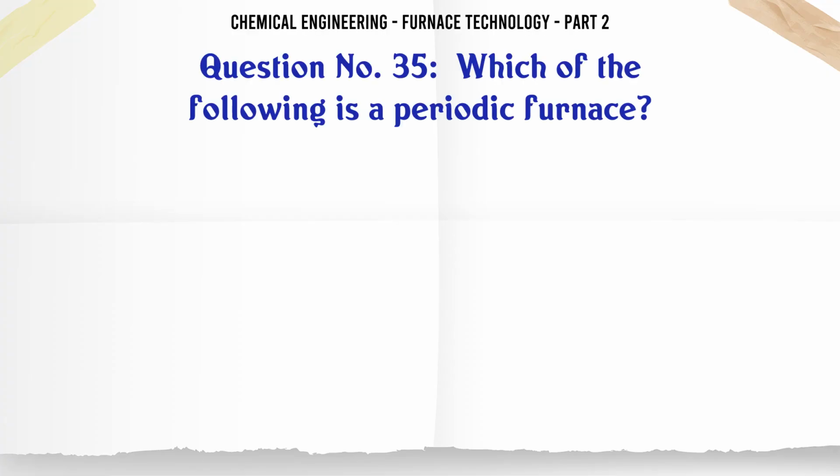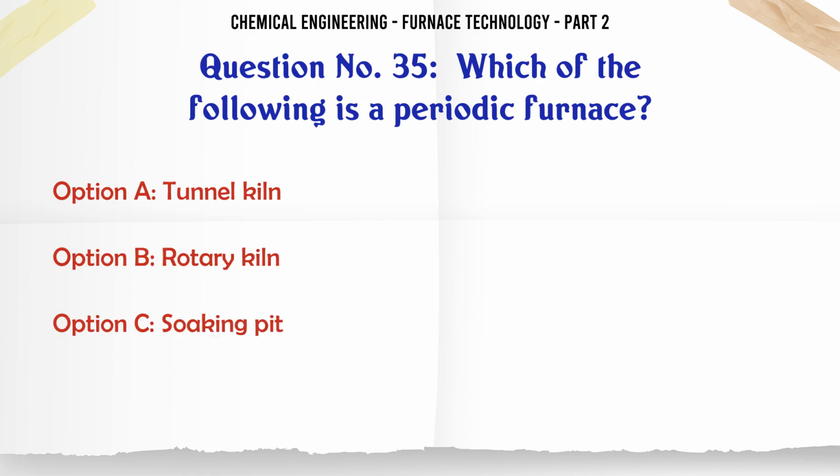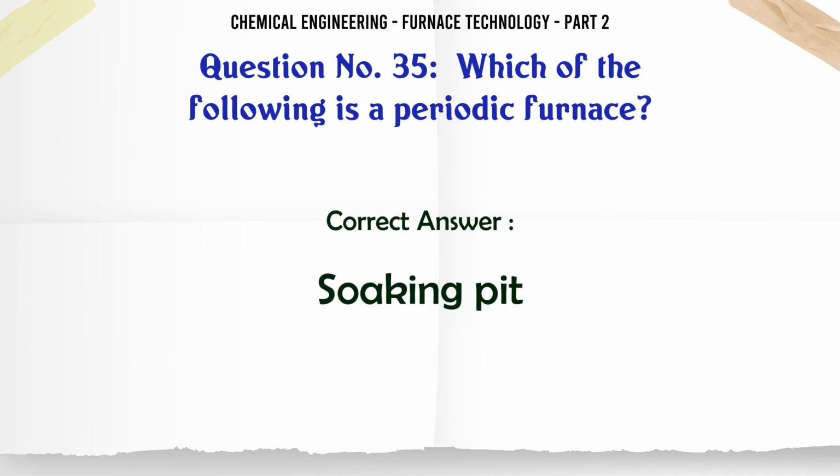Which of the following is a periodic furnace? A. Tunnel kiln. B. Rotary kiln. C. Soaking pit. D. Reheating furnace. The correct answer is soaking pit.